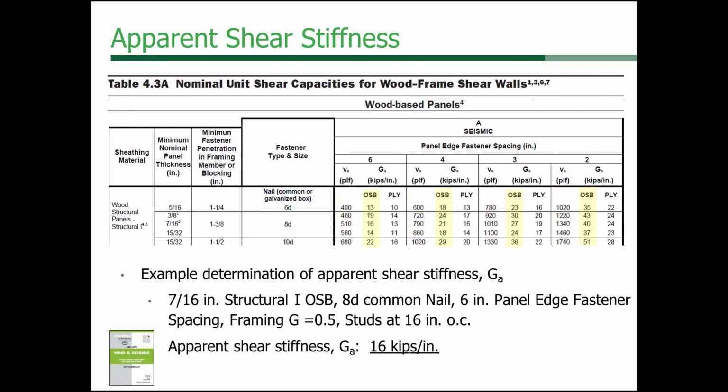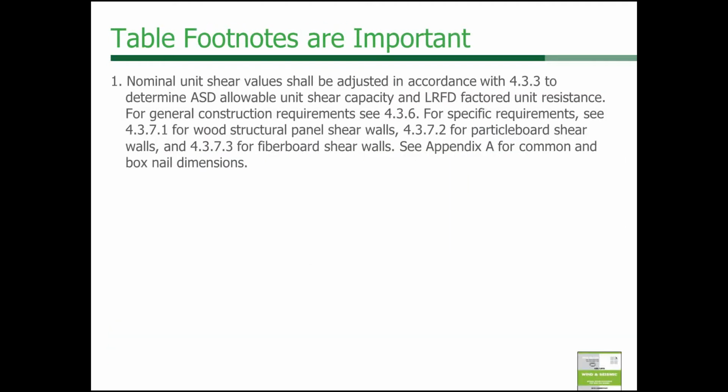The other thing to point out is when we are determining our deflection of our shear walls, we're going to need to know our apparent shear stiffness, which can be pulled from this table as well. So this highlights two different columns, one is for OSB and one is for plywood. And for this particular shear wall, OSB is at 16, whereas plywood would be 13. So you can see that OSB is slightly stiffer than plywood for this thickness and this application. So that's one thing. I'll get more into the apparent shear stiffness later in the presentation.